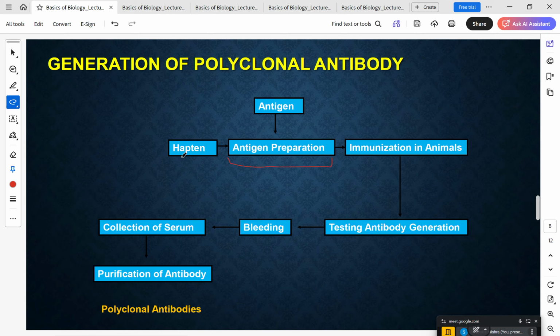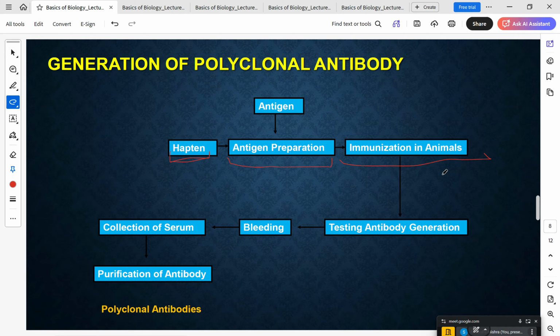If the antigen can't mount an immune response, it is known as a hapten. But if you want to generate an antibody against that antigen, nonetheless, then what you do is you club the hapten with a bigger molecule such as LPS or BSA, which is going to mount an immune response for sure. Then after mixing it with the adjuvant, the animals are immunized. It's usually done in multiple doses.